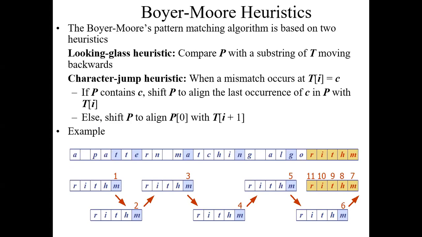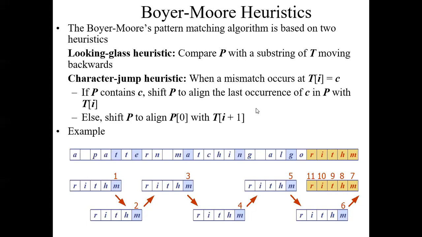The first heuristic mentioned on the slide is the looking glass heuristic. So the first thing you have to remember is that here we begin iterating the pattern backwards. So we are initializing j with m minus 1 and then slowly decrementing it, as you can see over here. First compare this one.